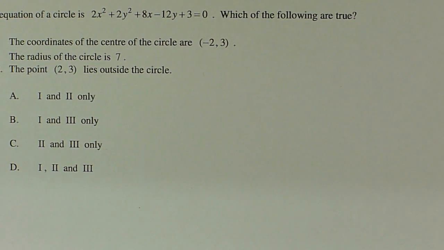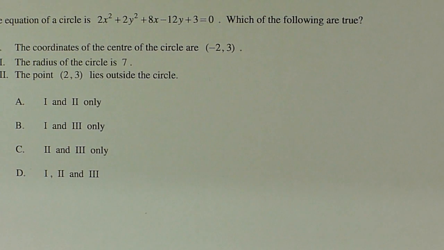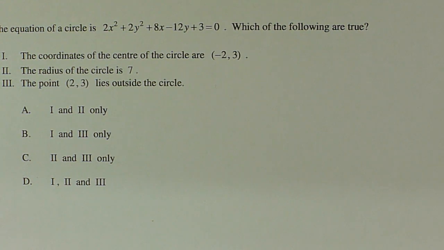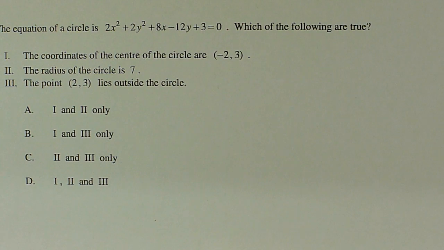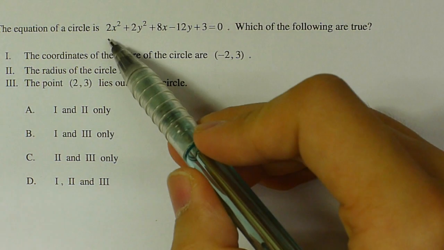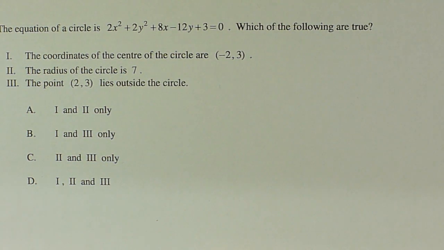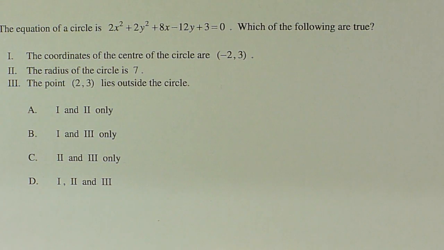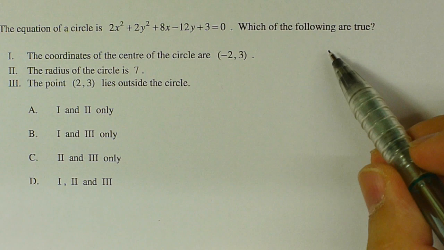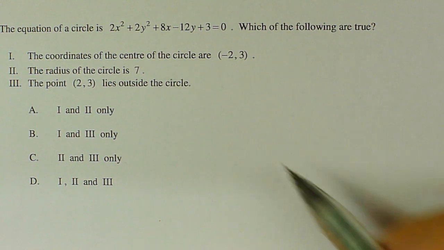Question 27 of the DSE mathematics practice paper. This is a question about the circle, and the equation of the circle is given here: 2x squared plus 2y squared plus x minus 12y plus 3 equal to 0. The question asks which of the following statements is correct.